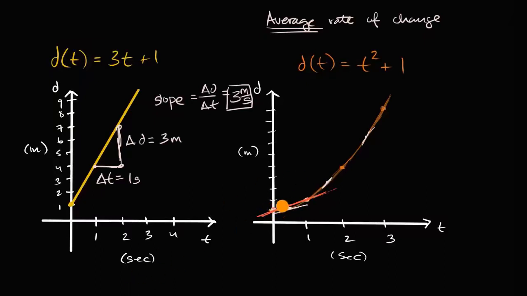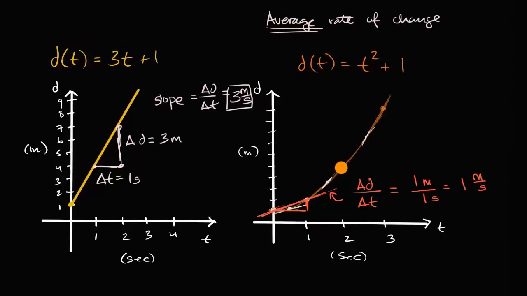You could view the slope of the secant line as the average rate of change from t equals 0 to t equals 1. What is that average rate of change going to be? The slope of our secant line is going to be our change in distance divided by our change in time. Our change in time is 1 second. And what is our change in distance? d of 0 is 1, and d of 1 is 2. So our distance has increased by 1 meter. We've gone 1 meter in 1 second. Or we could say that our average rate of change over that first second, from t equals 0 to t equals 1, is 1 meter per second.